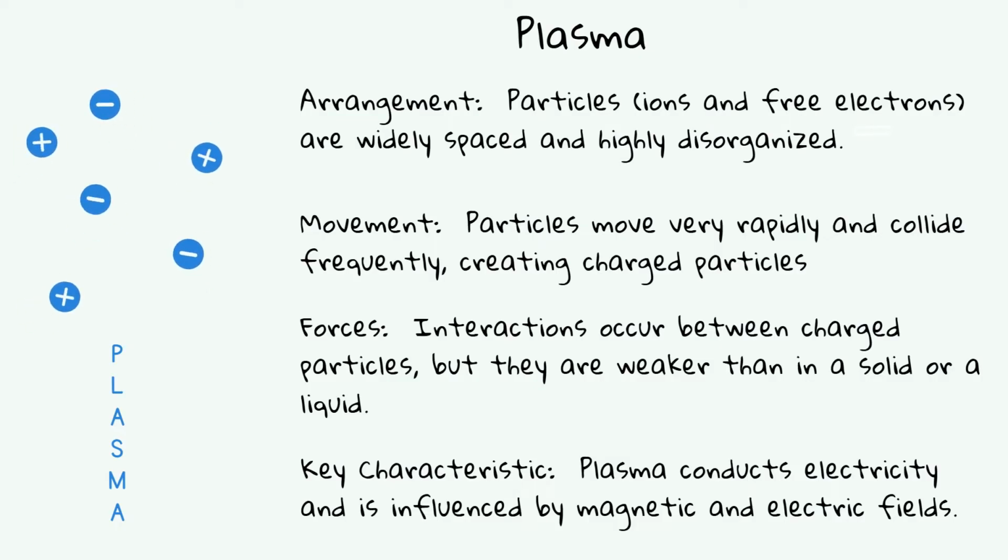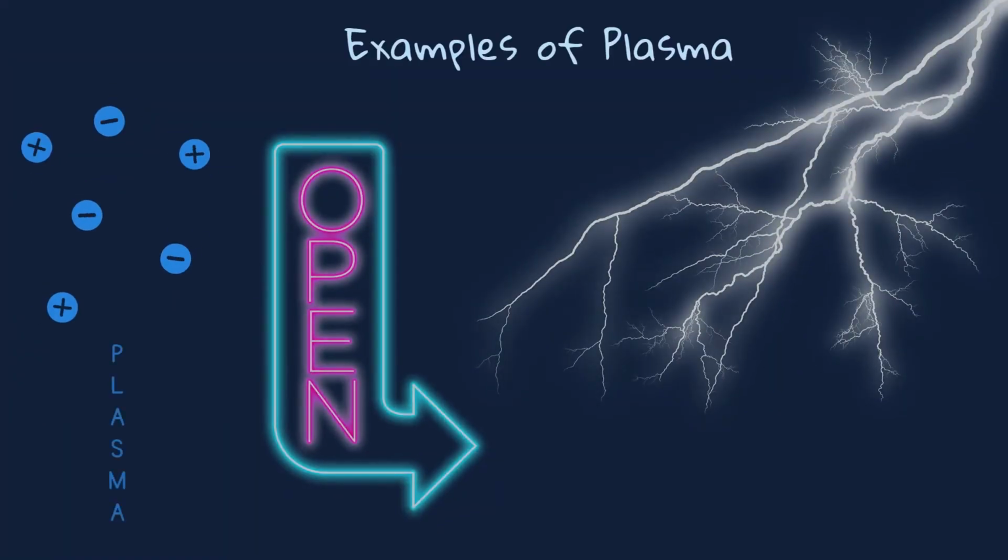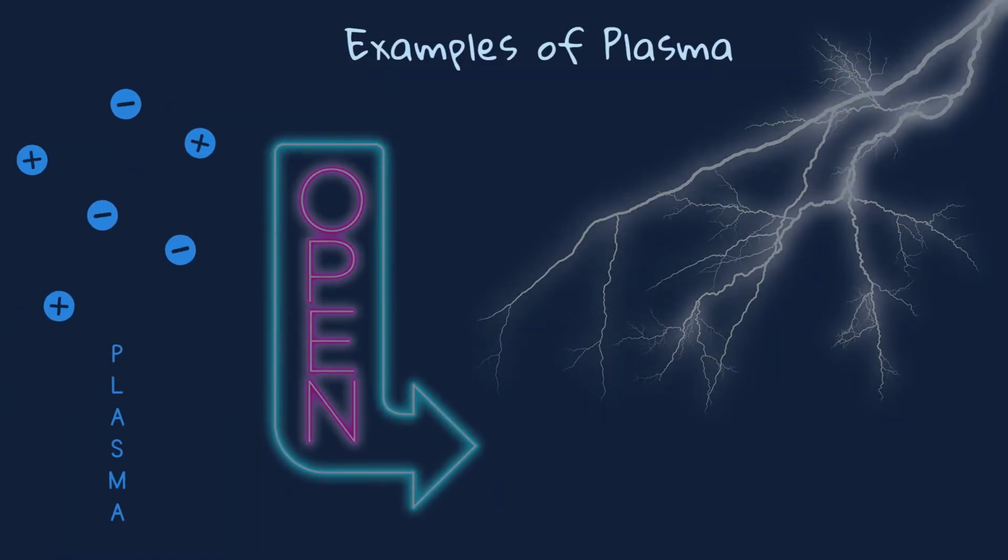Particles in plasma consist of ions and free electrons. They are widely spaced and highly disorganized. Particles move very rapidly and collide frequently, creating charged particles. Interactions occur between charged particles, but they are weaker than in a solid or a liquid. Plasma conducts electricity and is influenced by magnetic and electric fields. Examples of plasma include neon signs as well as lightning.